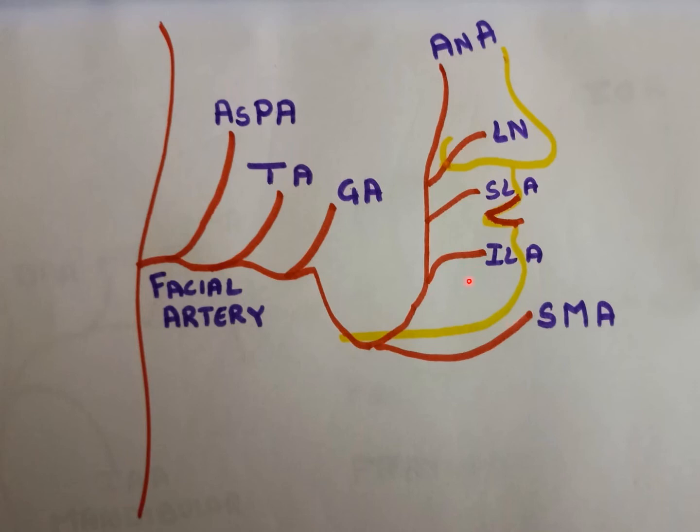Next is inferior labial. As the word says, inferior labial, it supplies the lower lip. Superior labial artery is supplying the upper lip. Lateral nasal is supplying the nose. Angular artery will supply the nose as well as the eyelids. So these are the major branches of the facial artery.